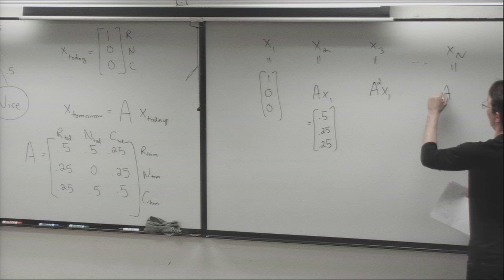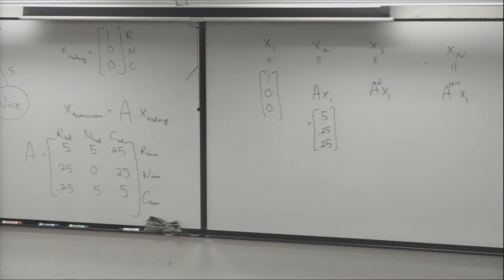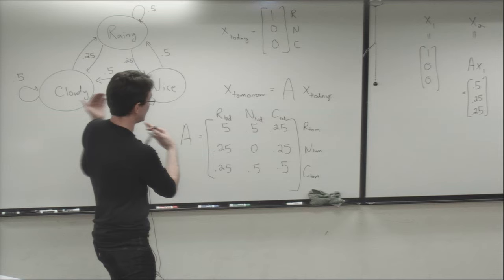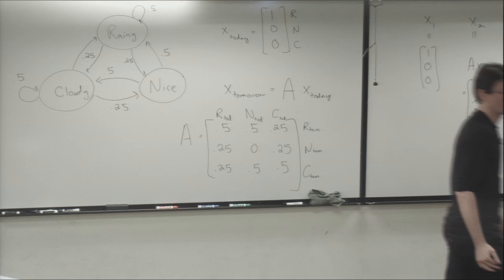And this is a basic weather model. This will tell you how the weather changes in time based on what it is today. This isn't the best model. This is pretty crude. But we're using vectors and matrices to represent a dynamical system of the weather. We're going to code this up in a couple minutes. Any questions about this setup?